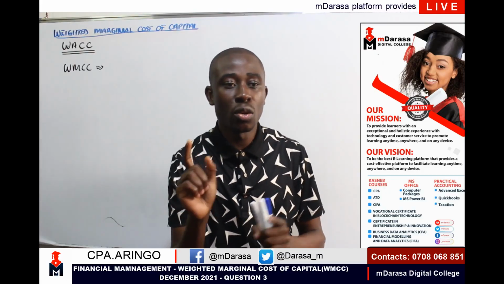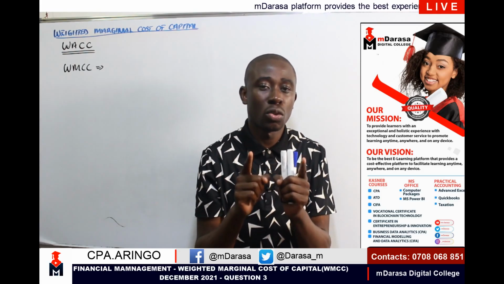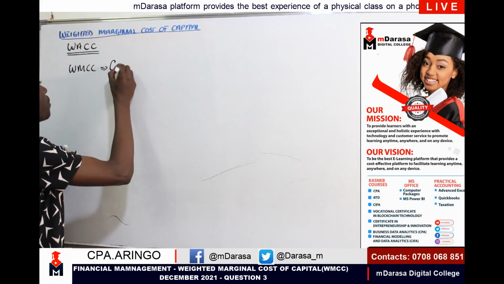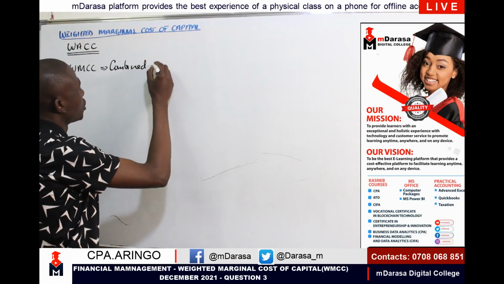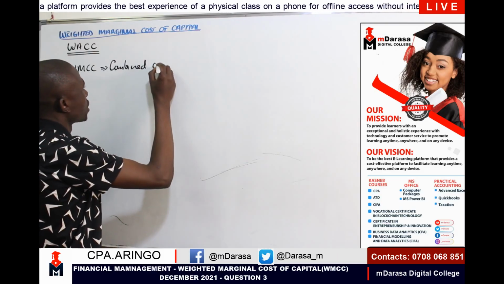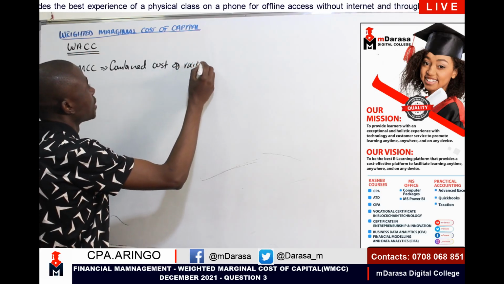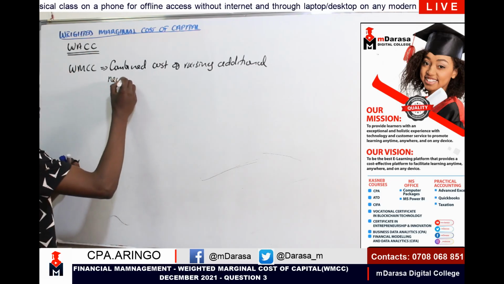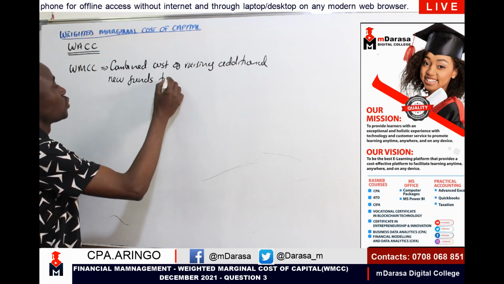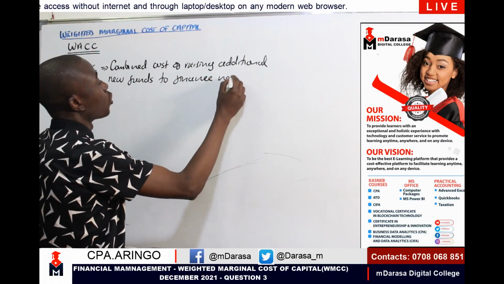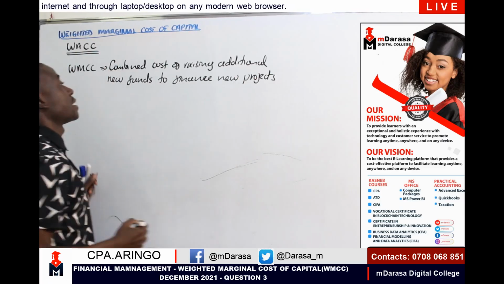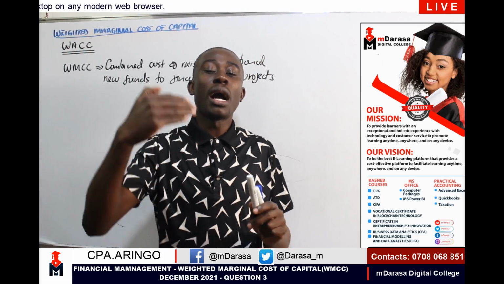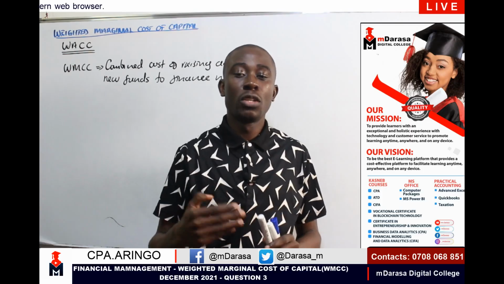At this point, you can recall the concept that we did in relation to the components cost of capital. So simply, anytime you're talking of WMCC, you should understand that we are looking at the combined cost of raising additional new funds to finance new projects. That is the key, that you should understand that basically we are looking at the combined cost of raising new additional funds to finance what?